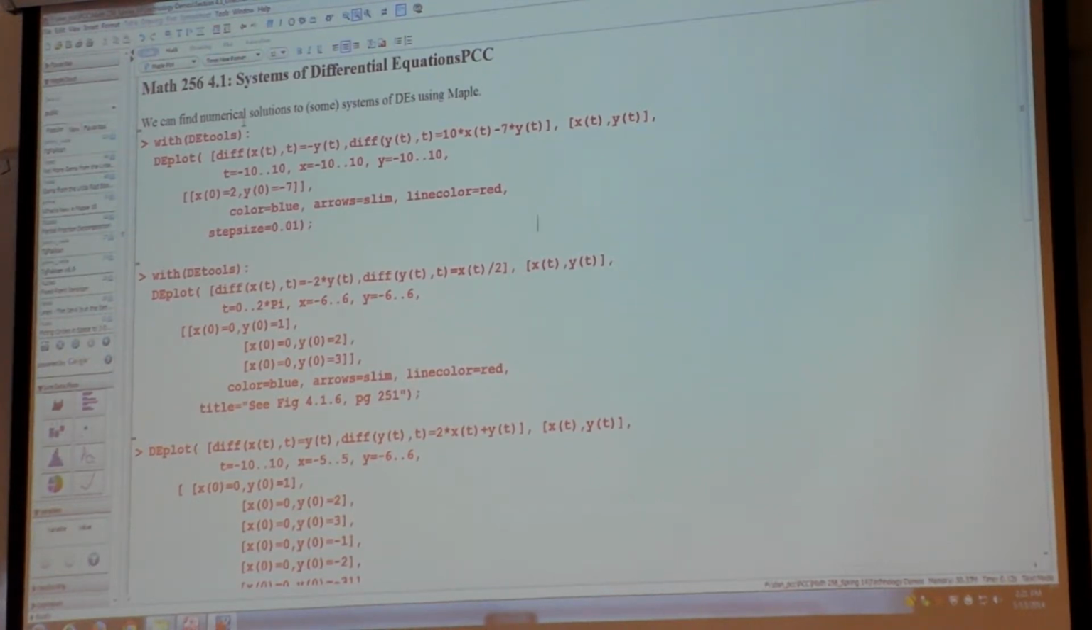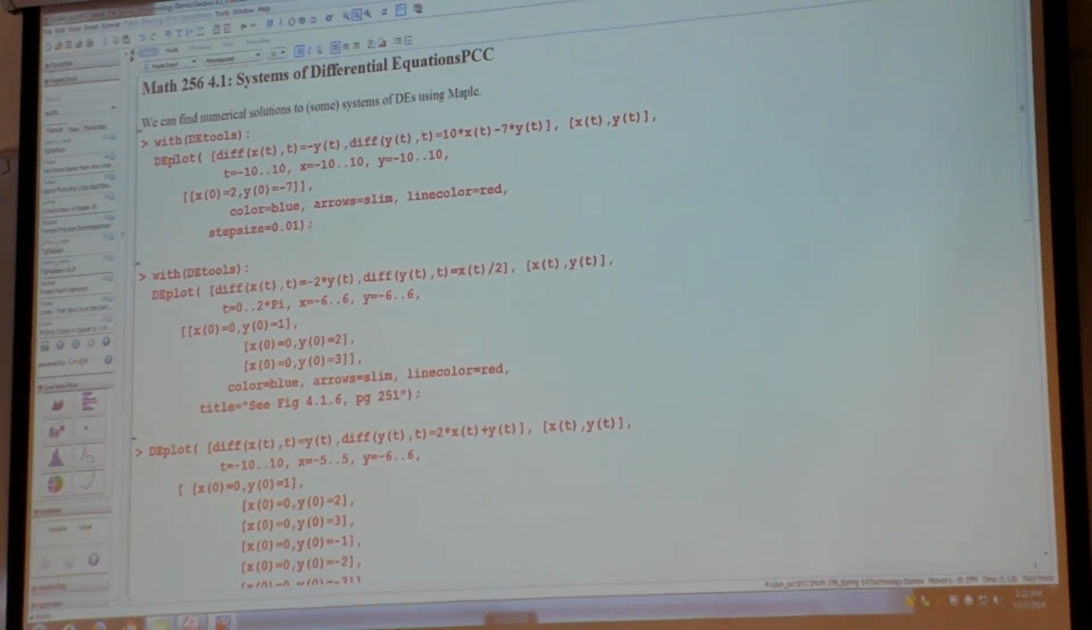But up here, we defined that equation. So differential equation right here, x of t. So x of t is the dependent variable, t independent variable. So the first equation is x prime of t equals negative y. That was our first equation. The second equation was it 10x plus 7y? 10x minus 7y? Yeah. So notice the independent variable has to be put in on both of those.